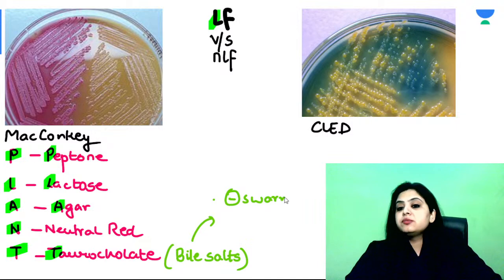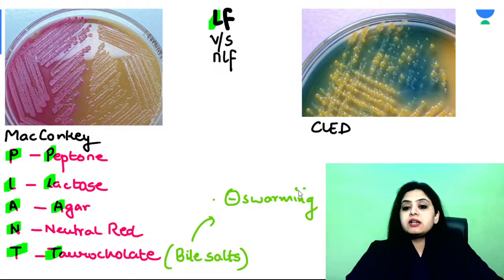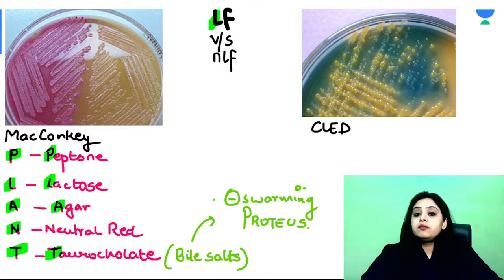Guys, which organism shows us swarming? Swarming means that round and round movement, round and round motility and growth. So swarming is something which is shown by Proteus. So I don't want that motility to happen. So bile salts are always toxic, right? Bile salts are always going to stop that motility. That is the reason that we add bile salt so that the motility does not happen.